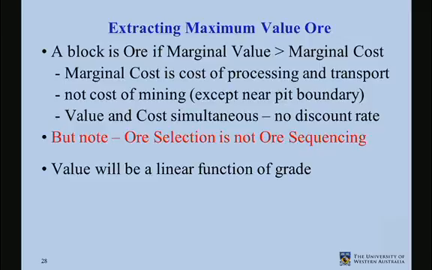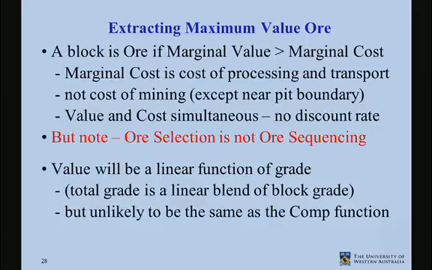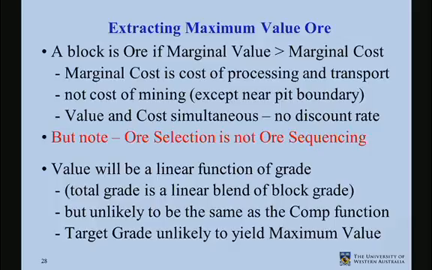And you can expect the value to be a linear function of grade, because total grade is a linear blend of block grades, so at least within a small range you'd expect the value to be a linear function of grade, but it's unlikely to be the same as that comp function that we found to maximize the tonnage at a predetermined grade. So maximizing the target grade tonnage is unlikely to yield you maximum value.